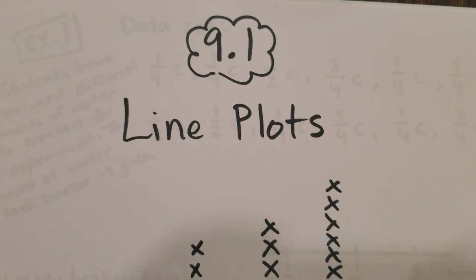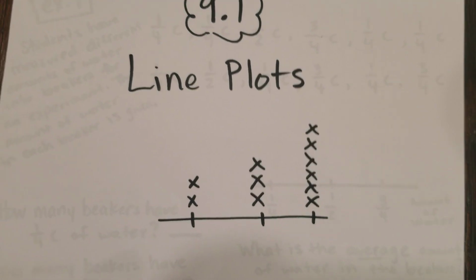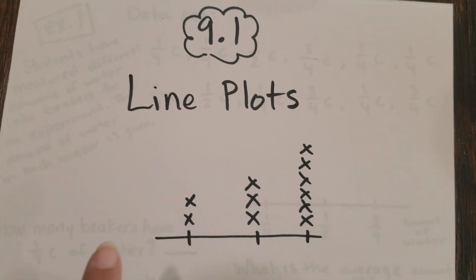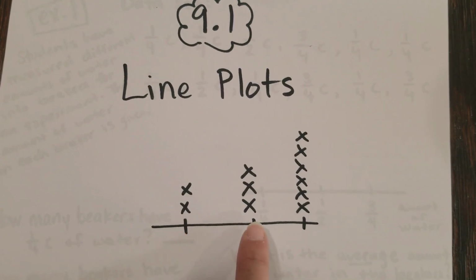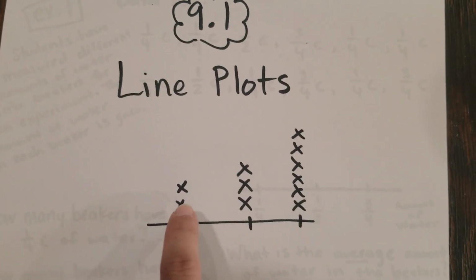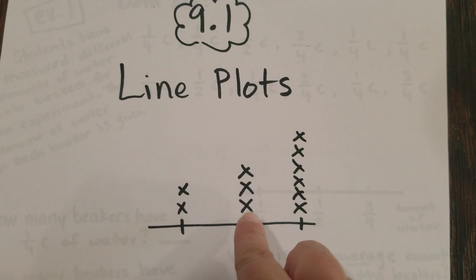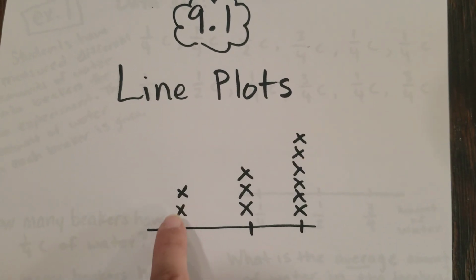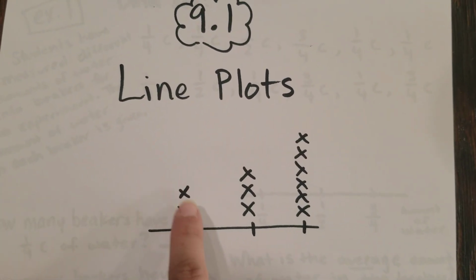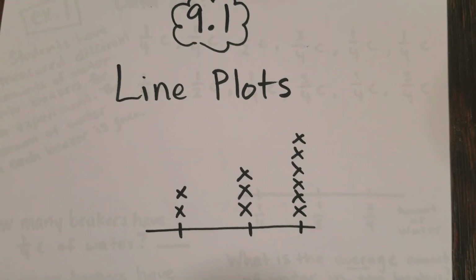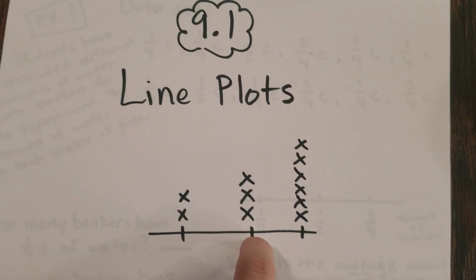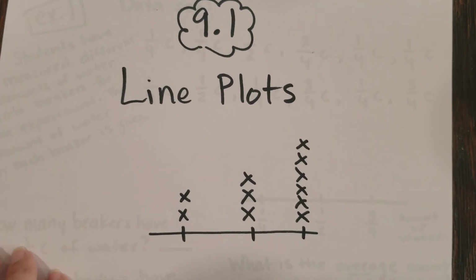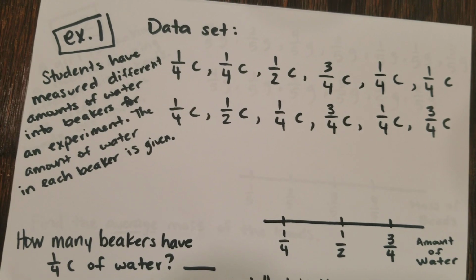Line plots is another kind of graph. It looks a lot like this. It's very similar to a bar graph because it has that bottom line down here, and each one of these ticks is going to be a different category. And then instead of drawing a bar above the category, you put little X's above the category to show how many answers fell in that category. So we're going to dive into this and how to use a line plot to collect data, or to organize data.